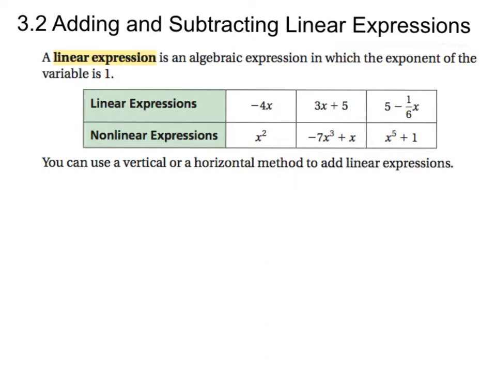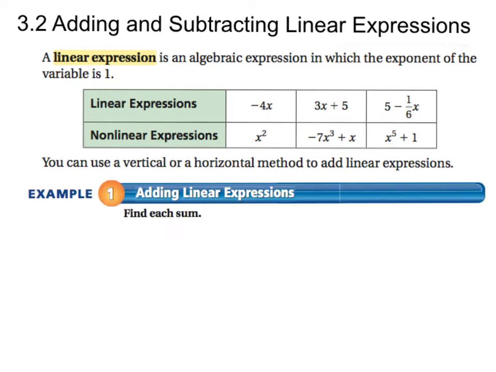Now, you can use a vertical or a horizontal method to add linear expressions. So this is your choice. You can pick either way you would like to add them or subtract them. There are 2 different ways, and you get to pick one. So let's start with example number 1. I want you to find the sum of x minus 2 and 3x plus 8.